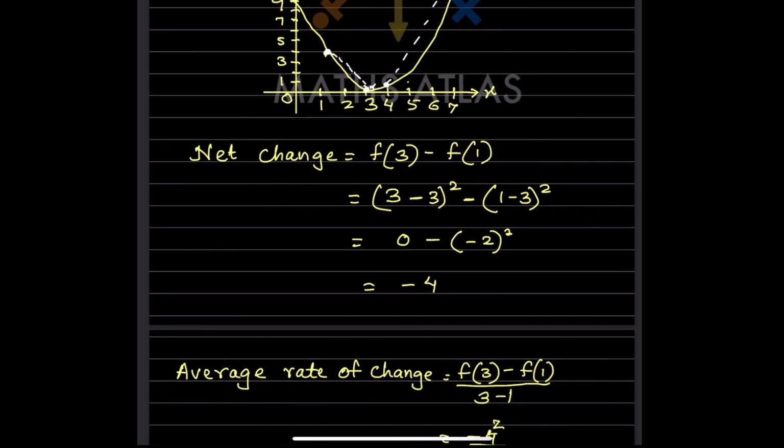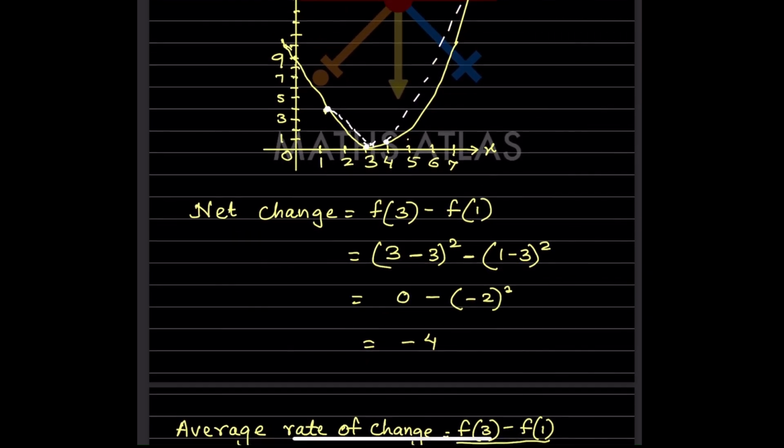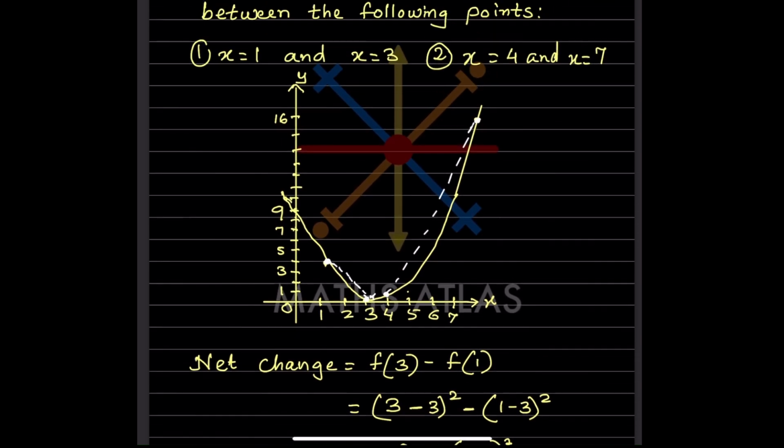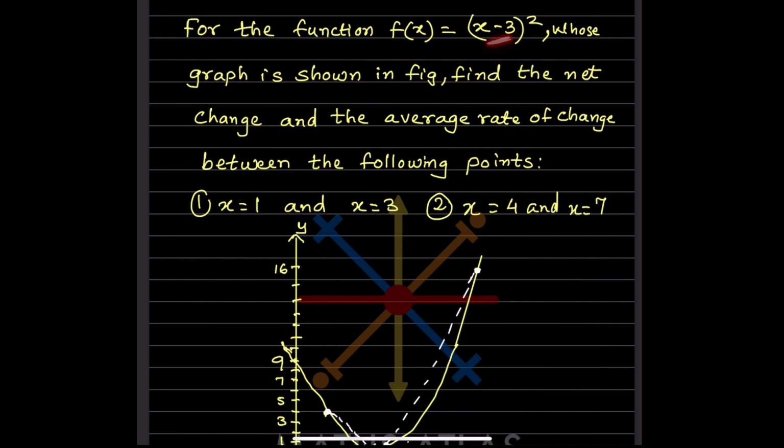So now what will you do? Net change will be what? f of b minus f of a, that is going to be what here? So here f of 3 minus f of 1. f of 3 minus f of 1. So if we take here, what is going to be that? So here that will be (3 minus 3) square minus (1 minus 3) square. So this is going to be 0 and this minus of (minus 2) square. So can you see here? We are going to plug in 1 with (3 minus 3) square minus what is that?